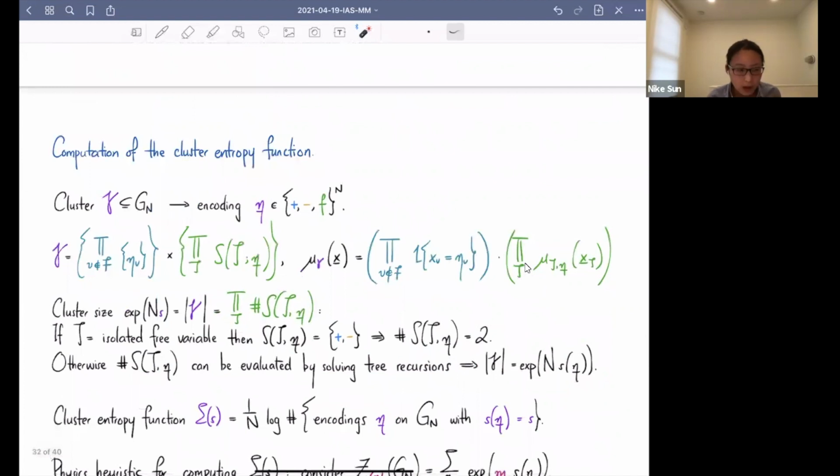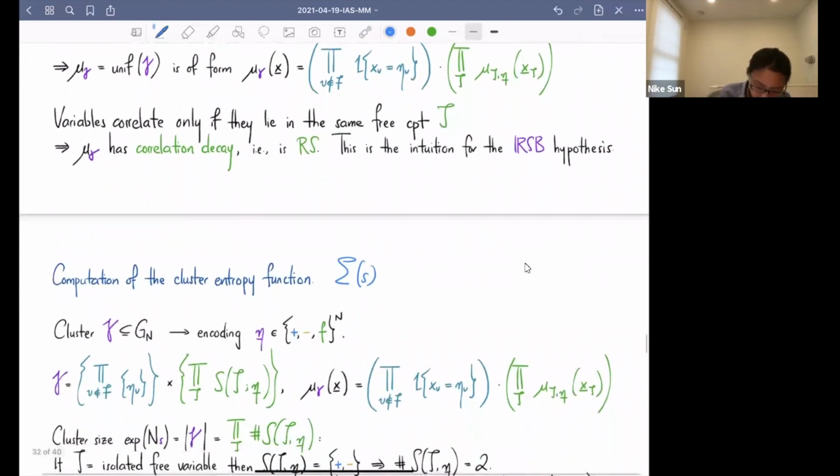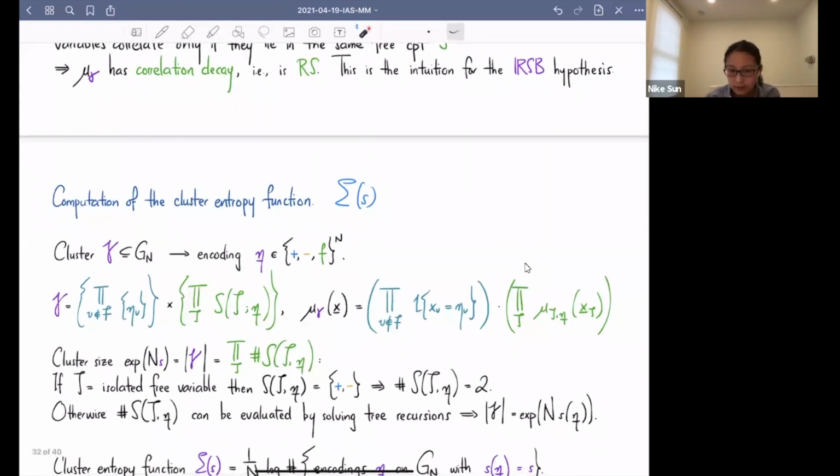Okay, so let me try to describe the computation of the cluster entropy function. So this was this function sigma of S that I mentioned before. Here, I just repeated some of the things. The only part we need to do is calculate the number of assignments of a tree which is consistent with the frozen boundary. This part I will not really discuss. It's just a sort of tree computation.